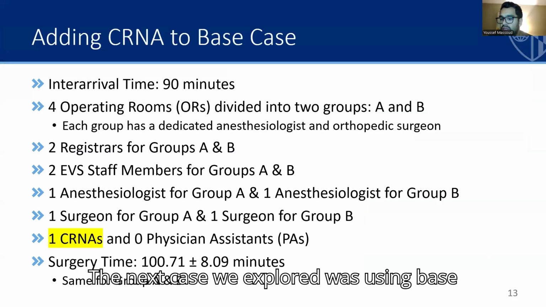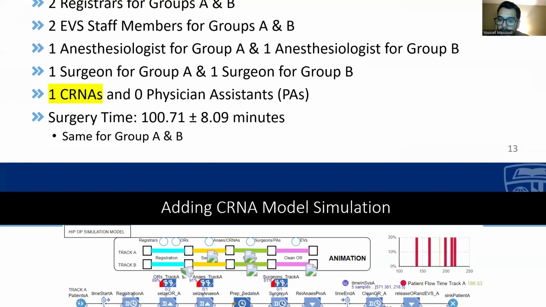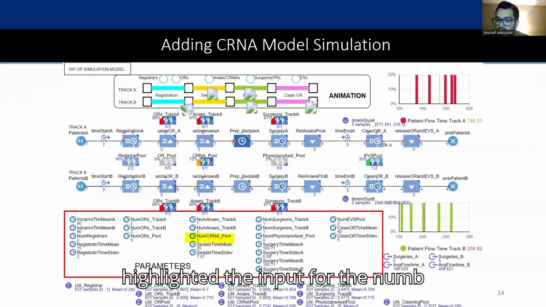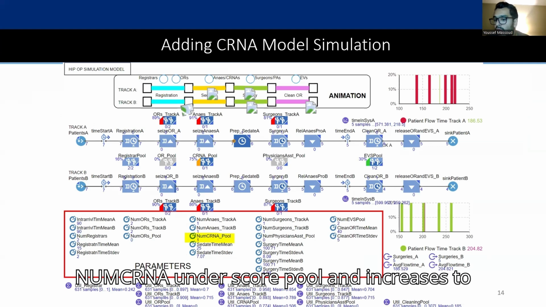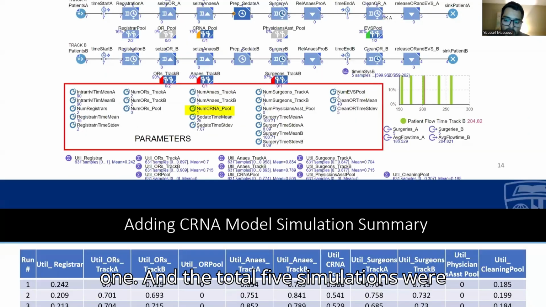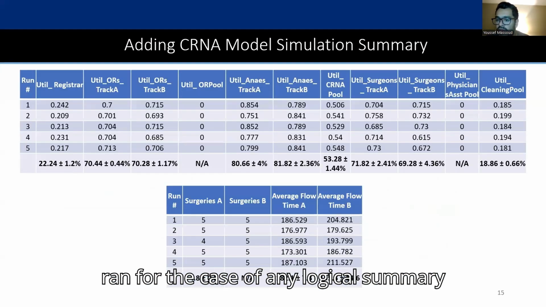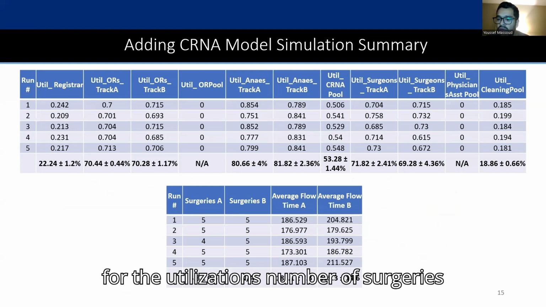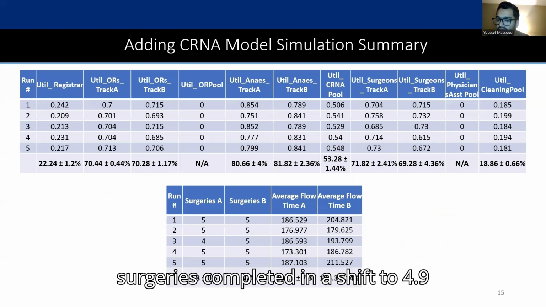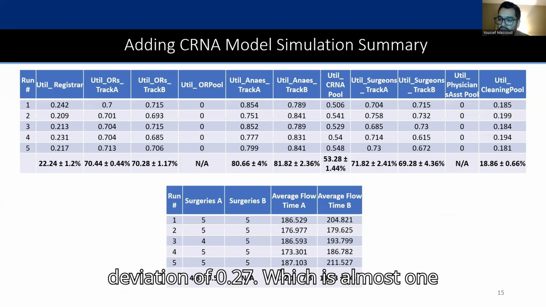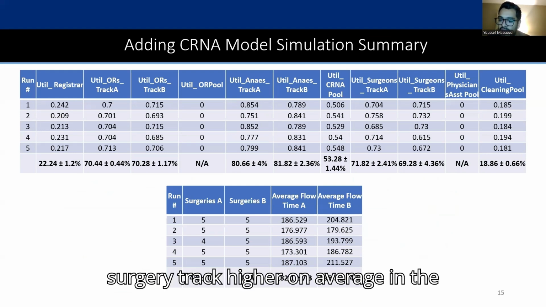The next case we explored was using the base case with a caveat of adding an additional CRNA. Here the AnyLogic model simulation has highlighted the input for the NUM CRNA underscore pool increases to 1. A total of 5 simulations were run for the case in AnyLogic, with the summary statistics reported for the utilizations, number of surgeries in each track, and the average flow times. Surgeries completed in a shift average to 4.9 surgeries per day per track, with a standard deviation of 0.27, which is almost 1 surgery per track higher on average than the base case.